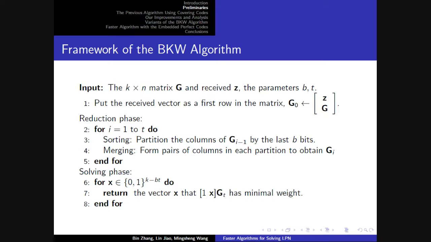And then we do T steps of reduction like this. That is, we first sort the matrix according to the value of the last B bits. We sort it and we partition it. In each partition, we form pairs of columns so that they cancel the last B bits. We repeat this step for T rounds. Finally, we effectively reduce the dimension of the secret X to K minus B times T. And our aim is to find a vector X that minimizes this product. This is a vector and this is a matrix.